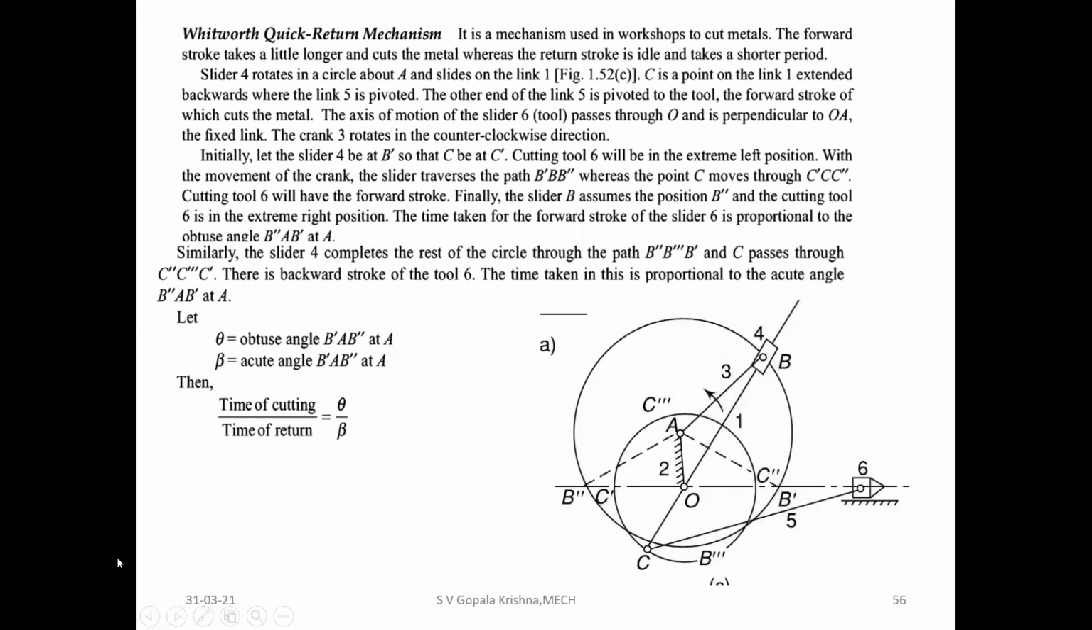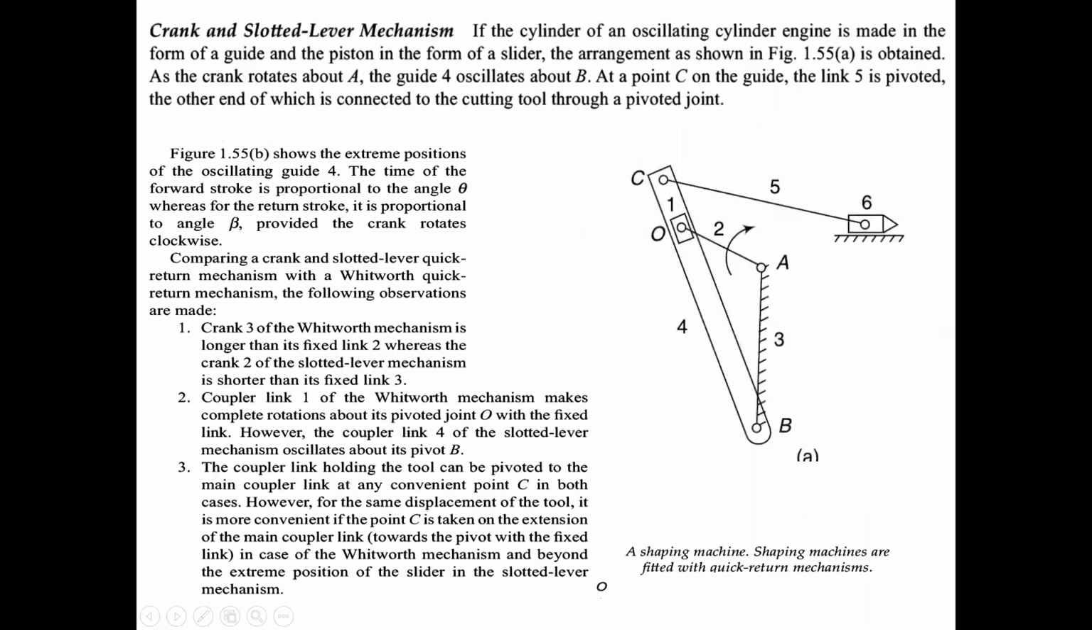Now we are going to see another inversion, the crank and slotted lever quick return motion mechanism. If you observe this particular mechanism, the number of links here is six. How many links are used in our particular mechanism? Six links are used for making it. So that is the crank and slotted lever quick return motion mechanism.